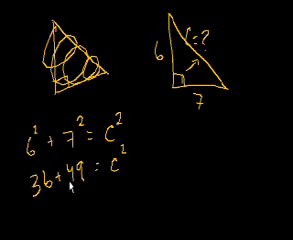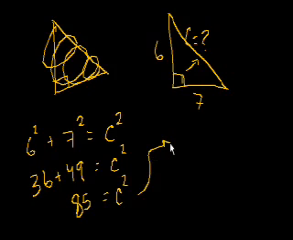What's 36 plus 49? It's 70. It's 85. 85 is equal to c squared. Or c is equal to the square root of 85. And this is the part that most people have trouble with, is actually simplifying the radical.